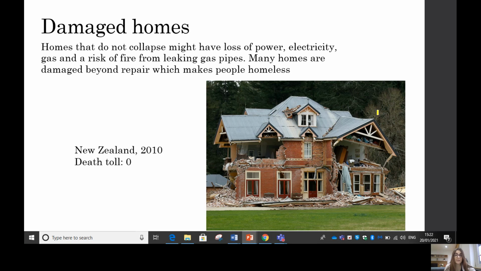But a lot of homes are also damaged beyond repair, which makes people homeless. This is a picture from an earthquake in New Zealand in 2010. As we said last week, New Zealand is right on a plate boundary, which is why they get a lot of earthquakes. Now, no people were killed in this earthquake, but it still has massive destruction, as you can see on this house. The foundations of the building will have shaken, which has led to the building collapsing. This house will probably just have to be demolished. There's not really much you can do to save it, which would of course have made the people inside it homeless.